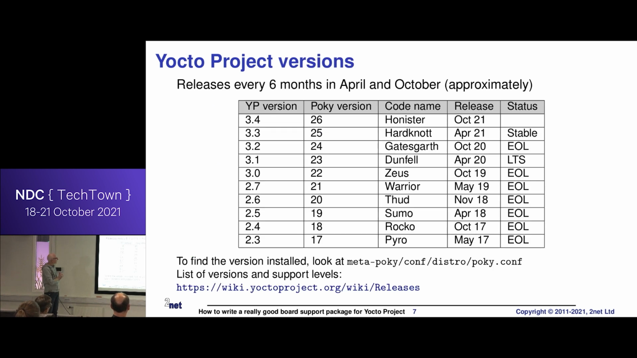So let's talk about Yocto. Yocto has a 6-month release cycle. We're currently at 3.3 with the codename Hardknot, but it will soon, in the next couple of weeks, be superseded by 3.4, which is just about to be released, and that has the codename Hollister. You can see the previous versions as well. Every now and again, there is a long-term support release. The LTS release is 3.1, which is Dunfell, which actually is from April last year.